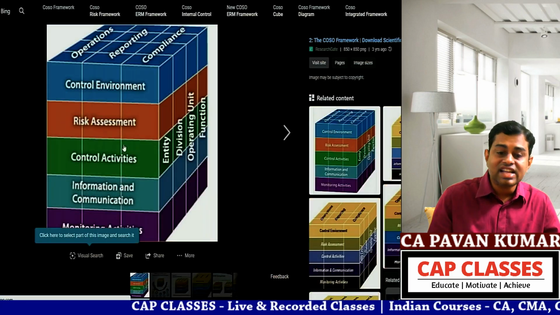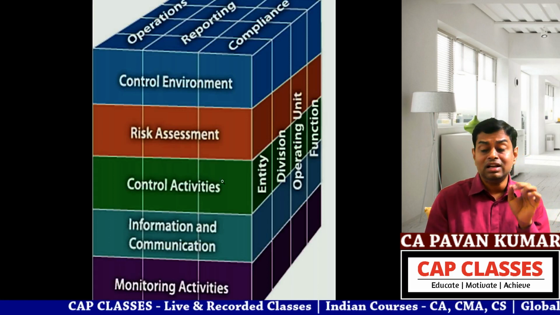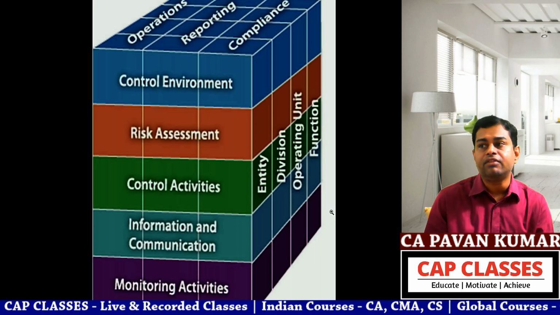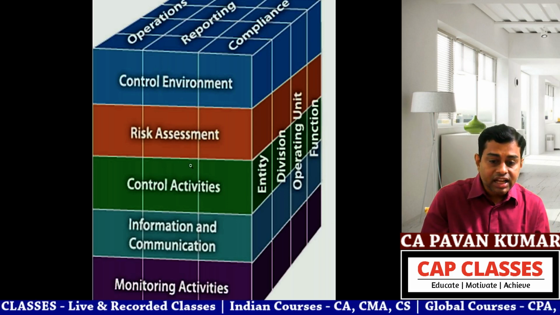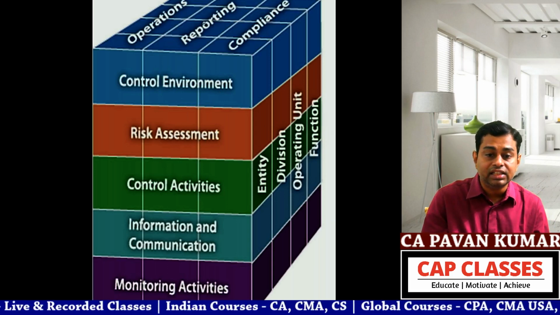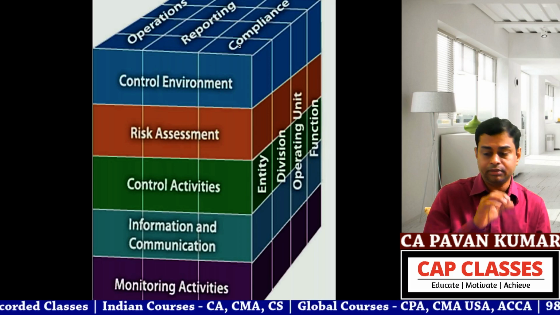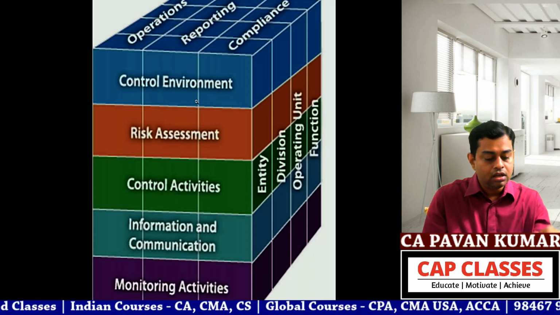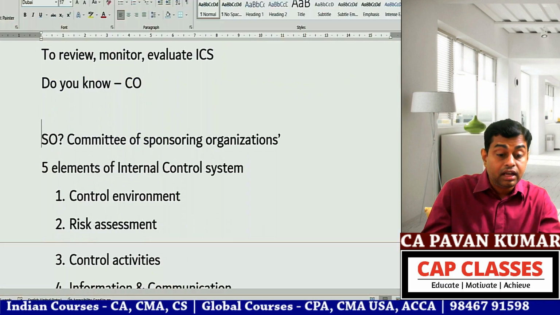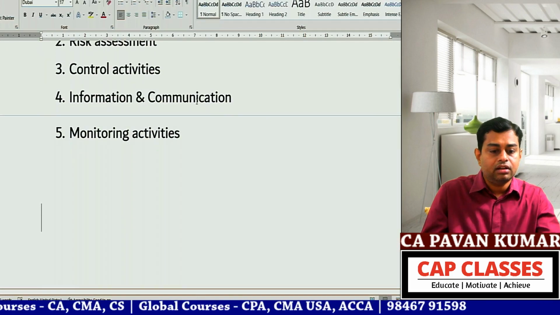Okay, so can you see this diagram? Guys, can you see this diagram? This is called the COSO 3D framework, a three-dimensional framework. Can you see three dimensions? This is five, this is four, this is three. So this is dimension one, dimension two, dimension three. Write this down, it is very helpful for you to understand.